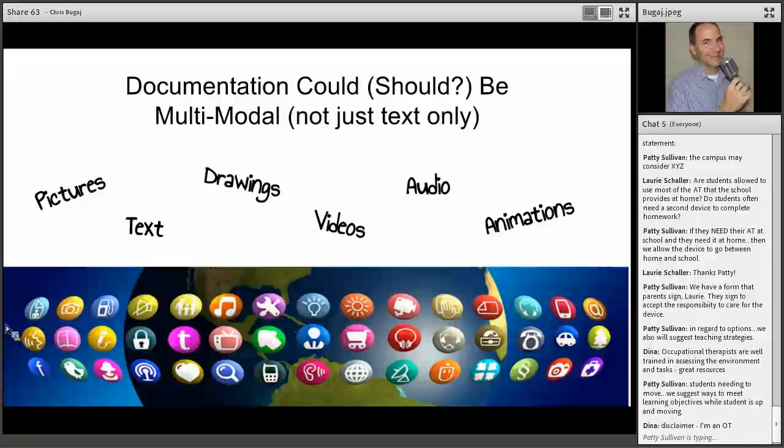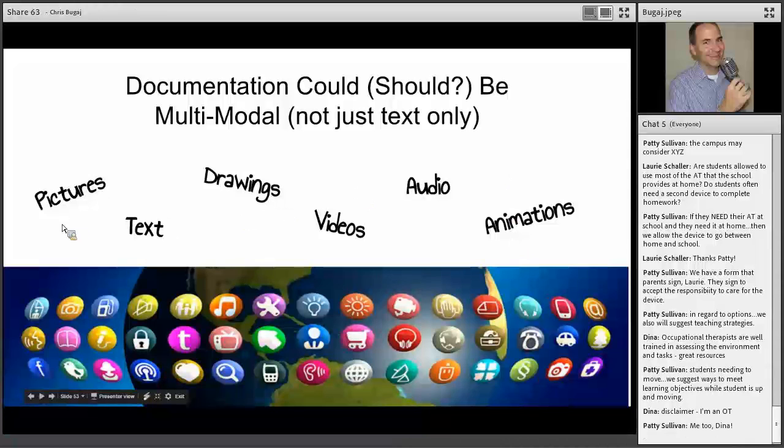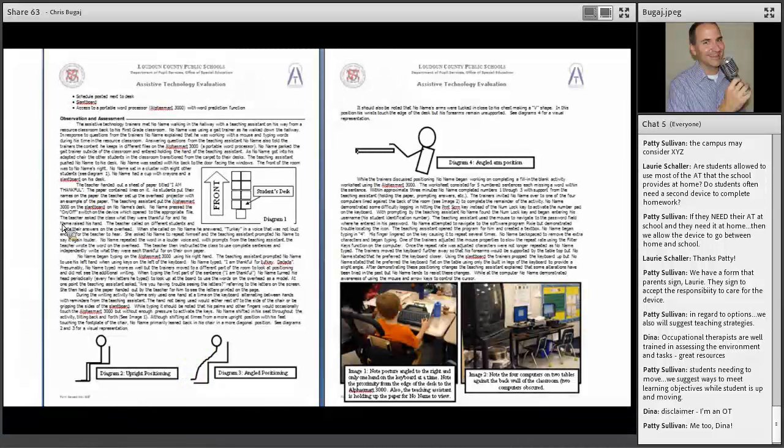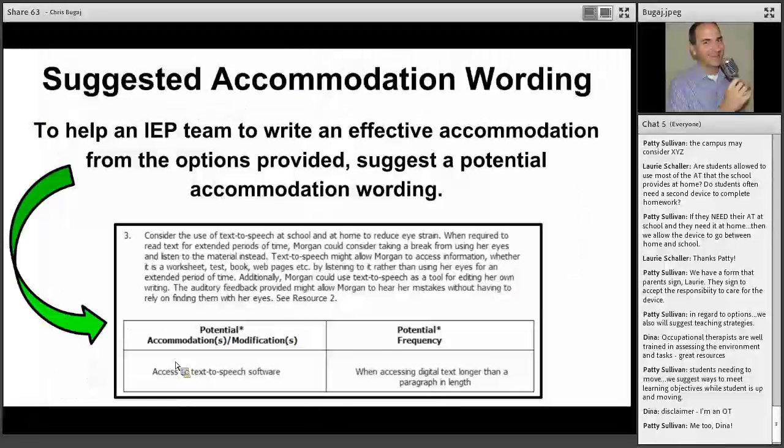When you're documenting those options, when you're documenting your observation, you're documenting the active assessing, so often it's just text only, when really it could include all of these different modalities, especially if we're trying to model universal design. Why wouldn't we include as many different options as possible? Here's an example of a write-up where there's graphics involved, there's pictures, there's text, you could have hyperlinks, and then there's drawing involved too, right? You've got to have it all.